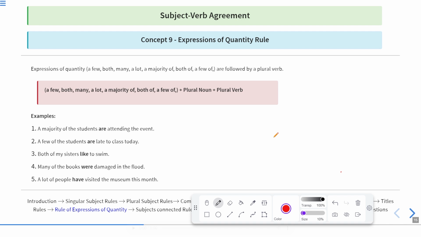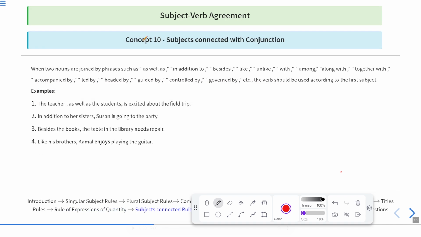Now let us move to the next one. Now this is concept number 10, subjects connected with conjunction. When two nouns are joined by phrases such as as well as, in addition to, besides, like, unlike, with, among, along with, together with, accompanied by, led by, headed by, guided by, controlled by, governed by, etc., the verb should be used according to the first subject.